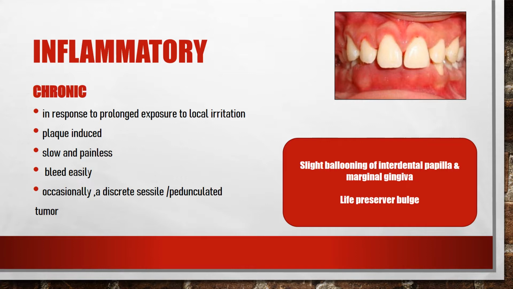The most important factor to note down is the slight ballooning of the interdental gingiva. You can see the slight ballooning of the interdental papilla and the marginal gingiva. That is mostly seen in the chronic type of gingival enlargement, and it can be called the life saver bulge. The life saver bulge can be seen in the chronic stage of gingivitis.